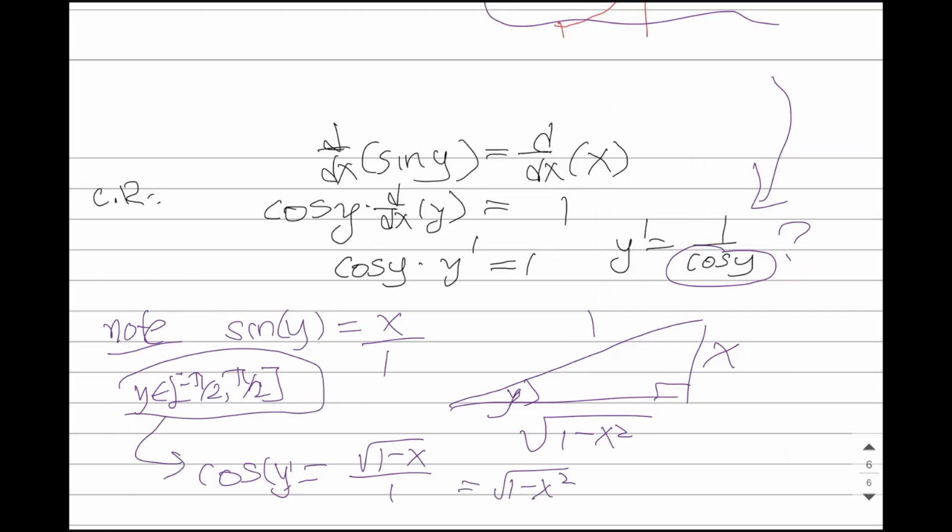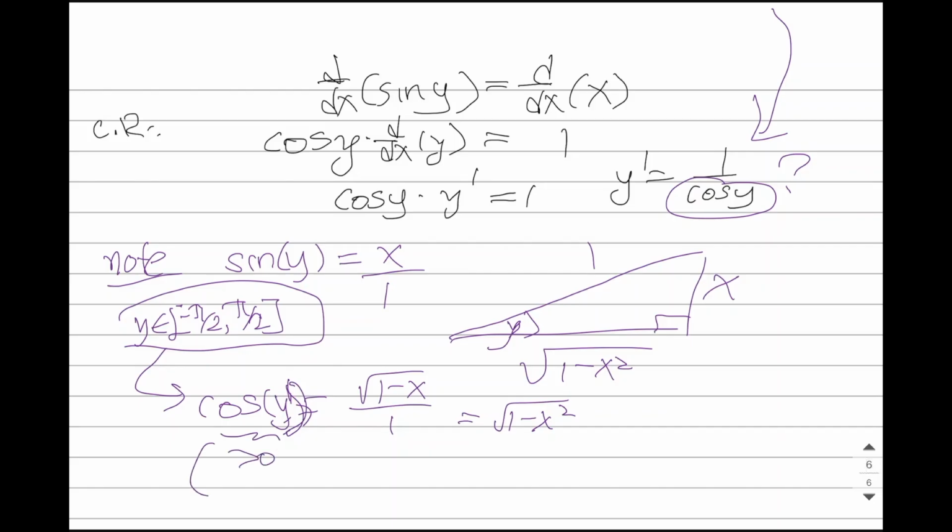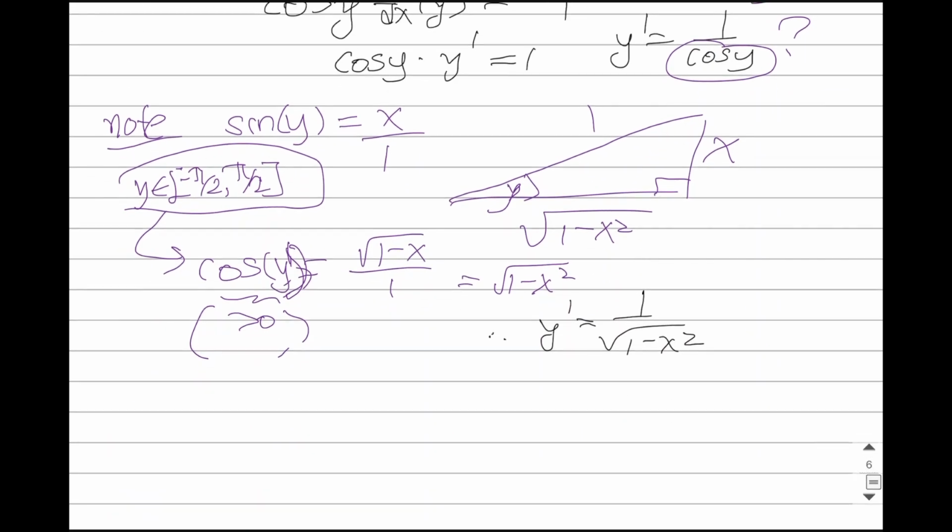These angles refer to quadrants 1 and 4. Cosine is always positive in these quadrants. y prime will then be 1 over the square root of 1 minus x squared. So we get another formula. The derivative of the inverse sine is 1 over the square root of 1 minus x squared.